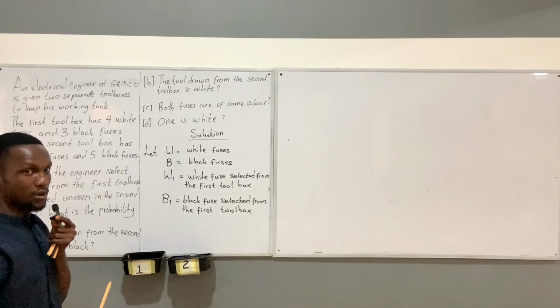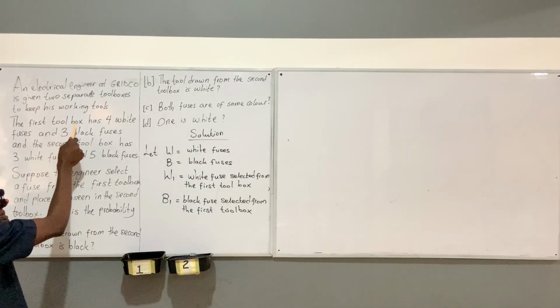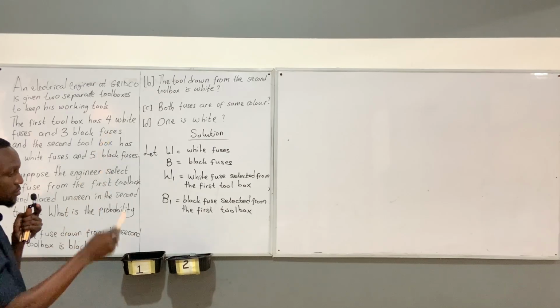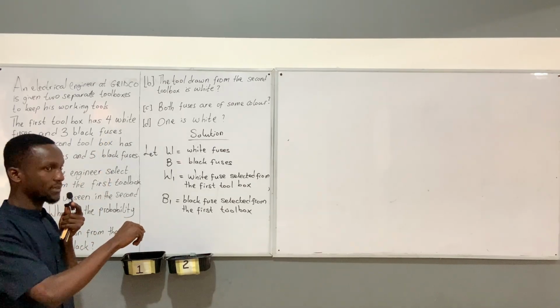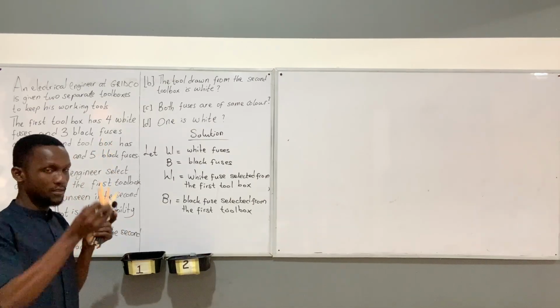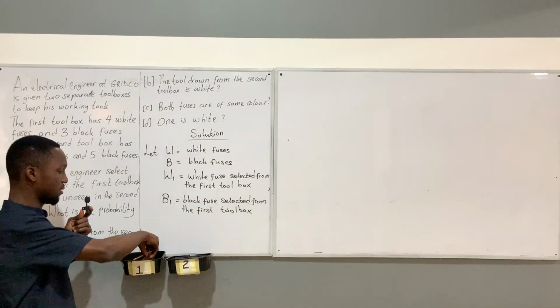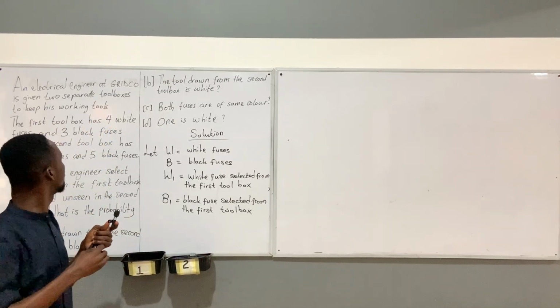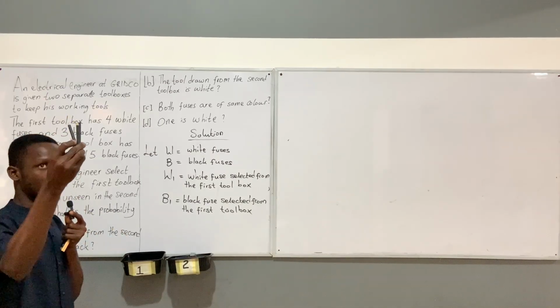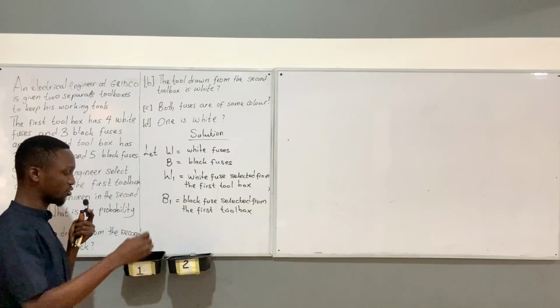So the question said that the first toolbox has 4 white fuses and 3 black fuses. So let's drop 4 white and 3 black here. So this is 1, this is 2, 3, and this is 4 white fuses. So I'm dropping it here. Then it said 3 black fuses. So these are my 3 black fuses. So I'm dropping them in.